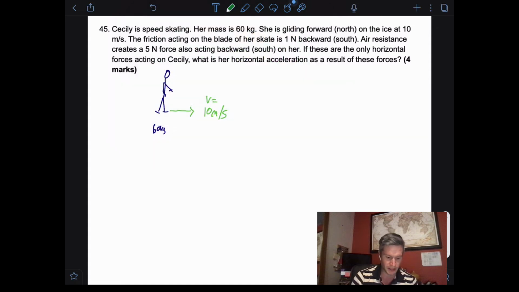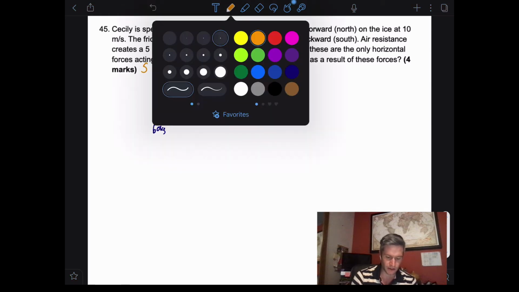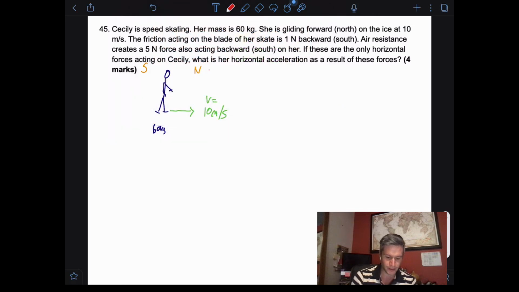Okay. What's up next? The friction acting on the blade of her skate is 1 Newton backward, south. Right, so we forgot to put that here, didn't we? So that's north, this is south, and that's just another way of saying positive or negative, or forwards and backwards, all the same idea.